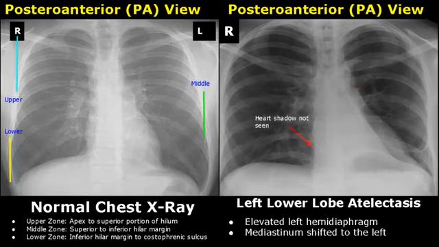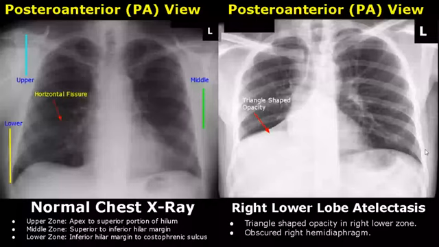The left hemidiaphragm may also be elevated. Here it is much higher than its normal location. The mediastinum may also be shifted to the left because of the collapse. The heart shadow is missing in this area because it has shifted to the left side.